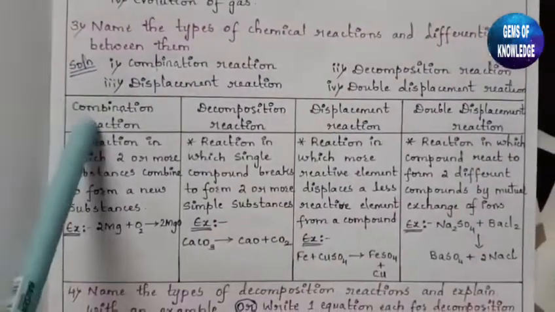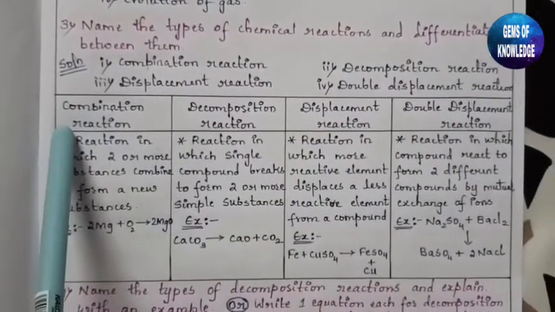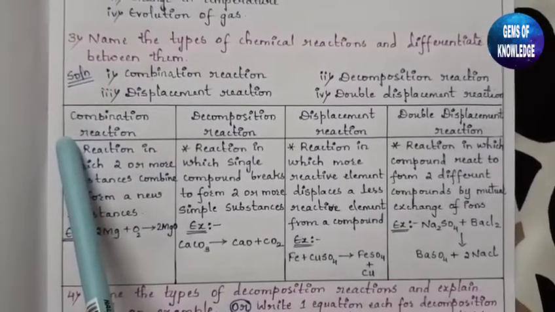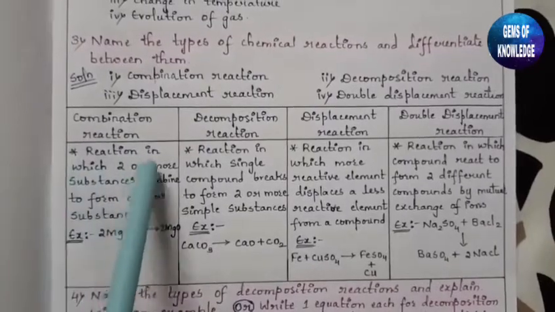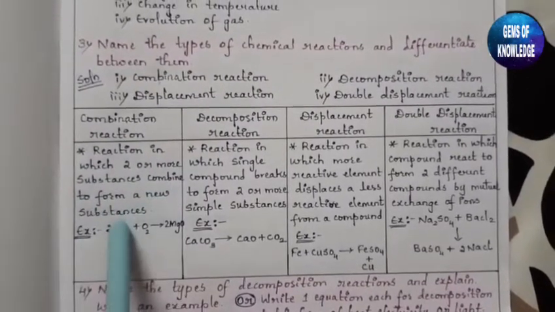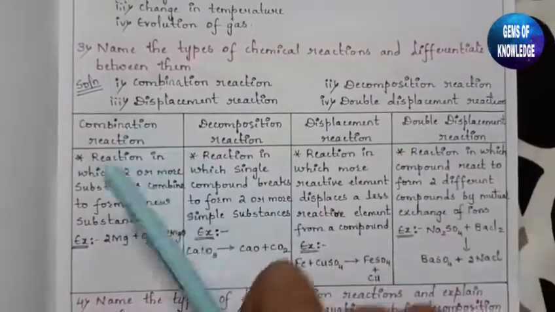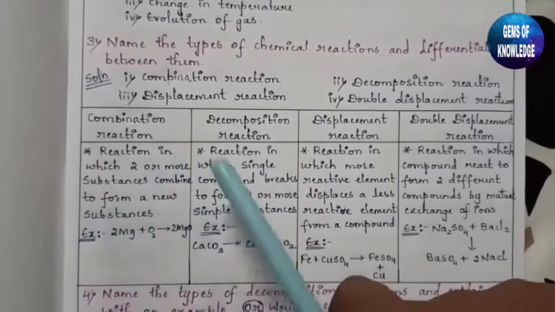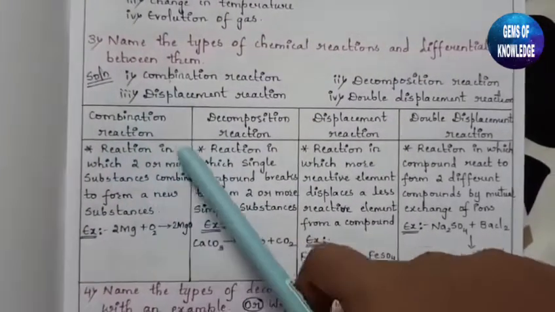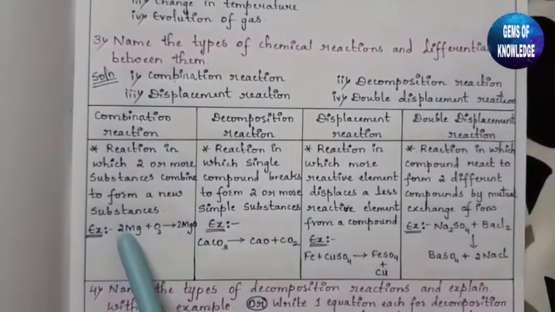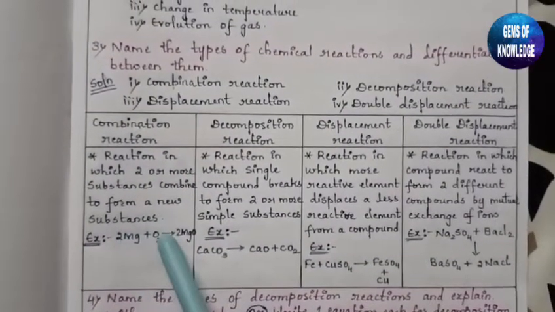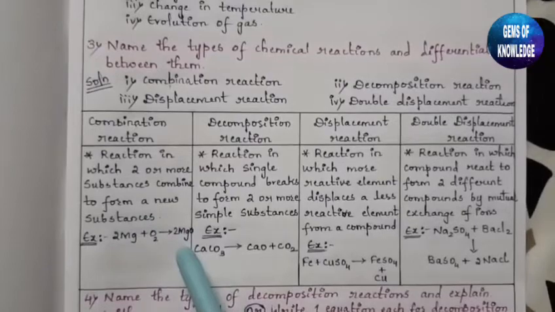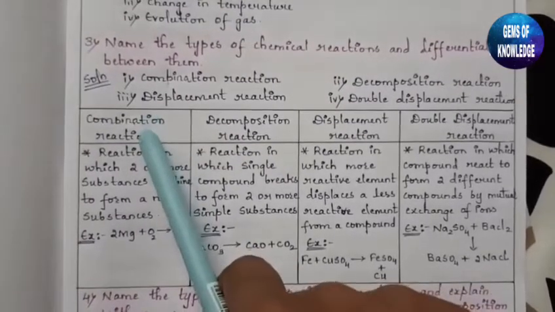Okay, so the first one here is combination reaction. The name itself suggests combination. It is combining. Reaction in which 2 or more substances combine to form a new substance. The reaction taking place between 2 or more substances, where you can see the 2 or more substances are combining to form a new substance, is called a combination reaction. You can see the example over here. 2 Mg plus O2. These are two different substances, that is magnesium and oxygen. They combine together to form magnesium oxide, 2MgO. This is a combination reaction.